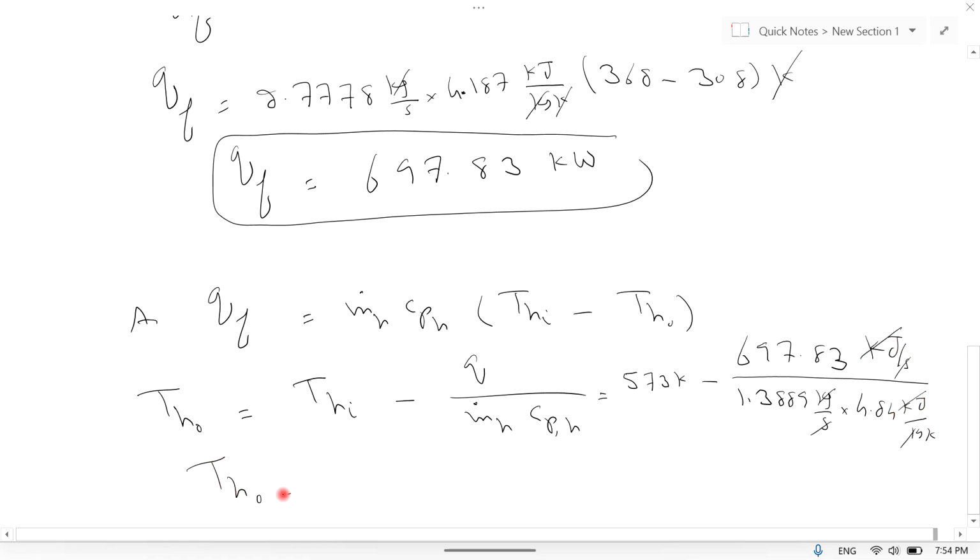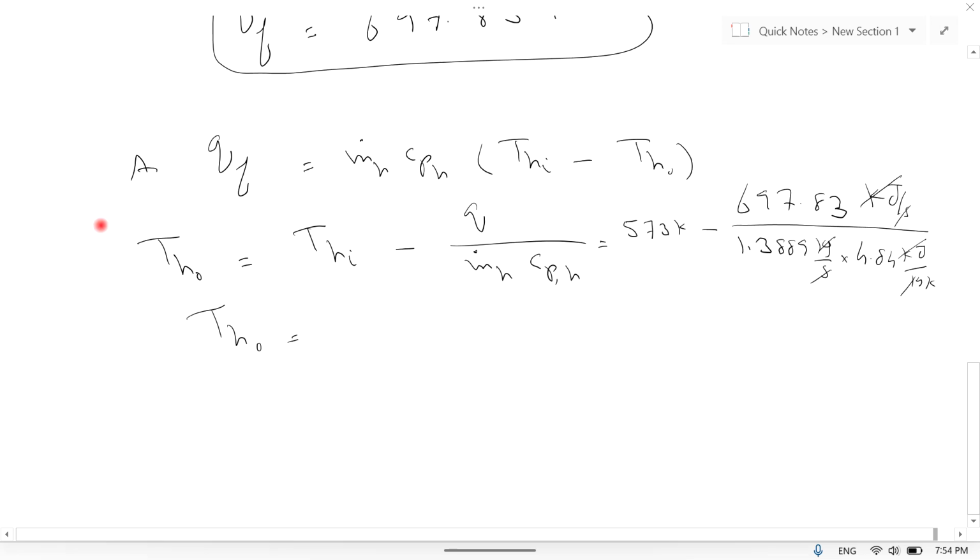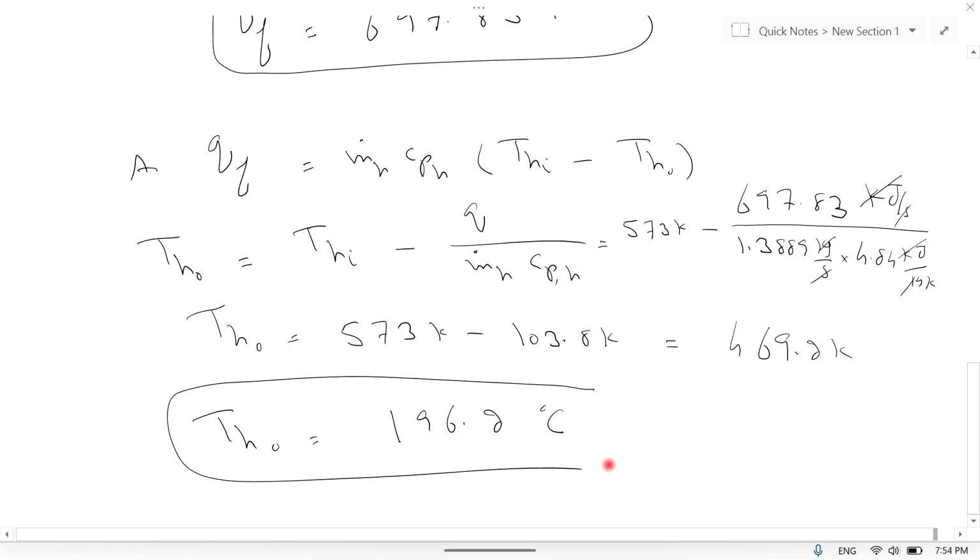So the temperature of hot water outlet is equal to 573 Kelvin minus the answer of this term, which will be 103.8 Kelvin, which is equal to 469.2 Kelvin. So convert Kelvin into degree centigrade. Subtract 273 from this, which gives 196.2 degrees centigrade. So this is the temperature of hot water outlet.